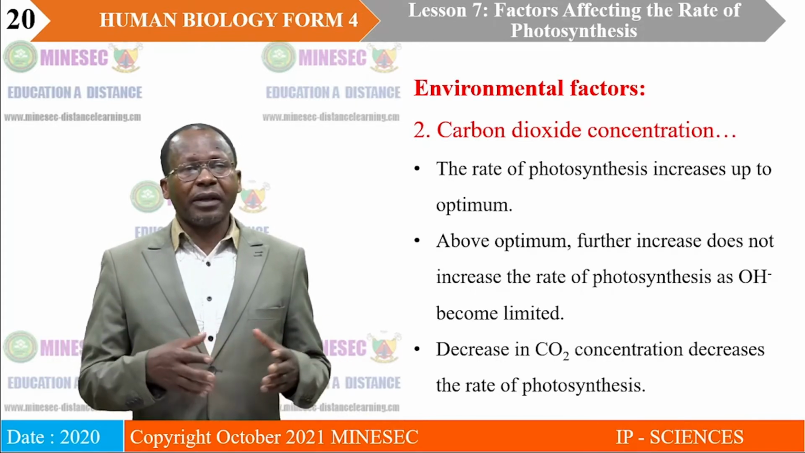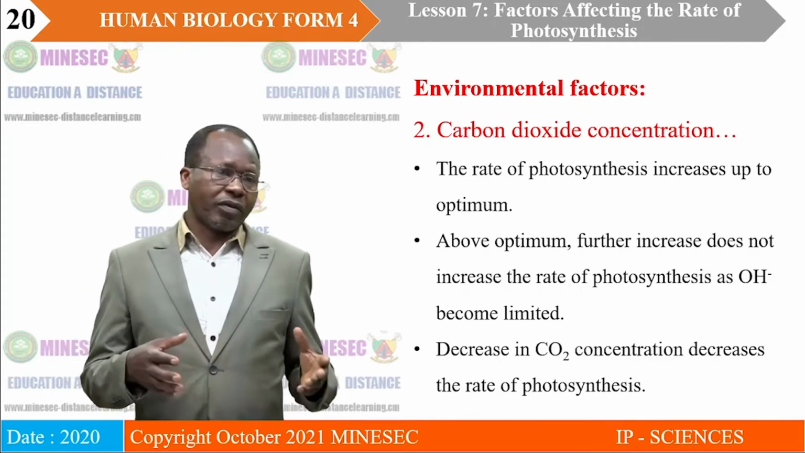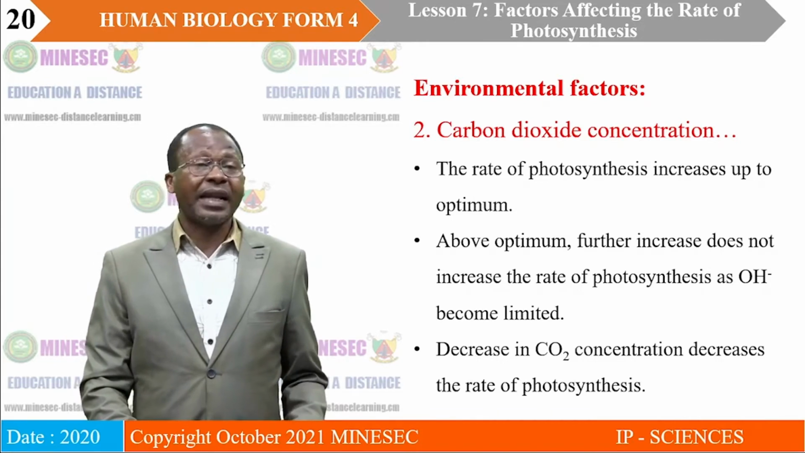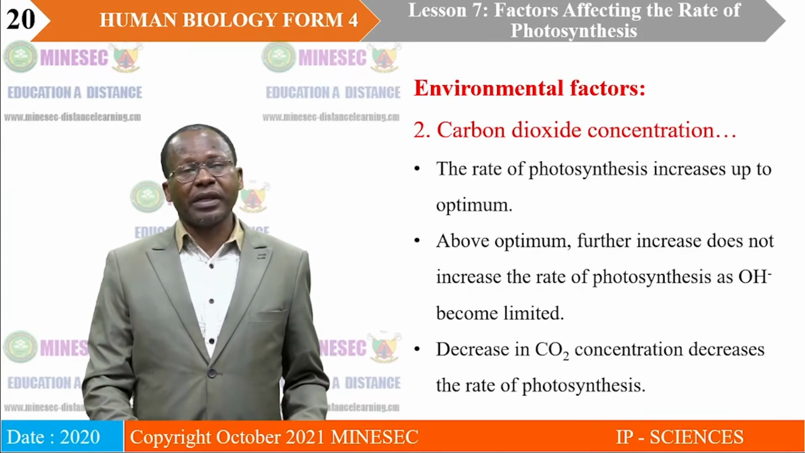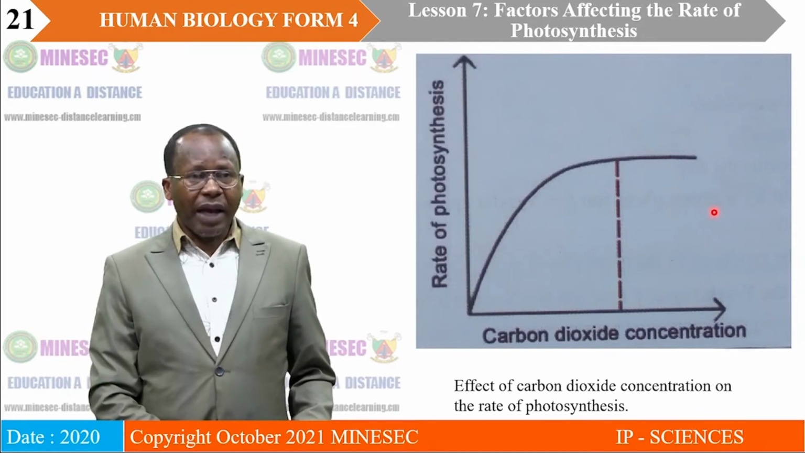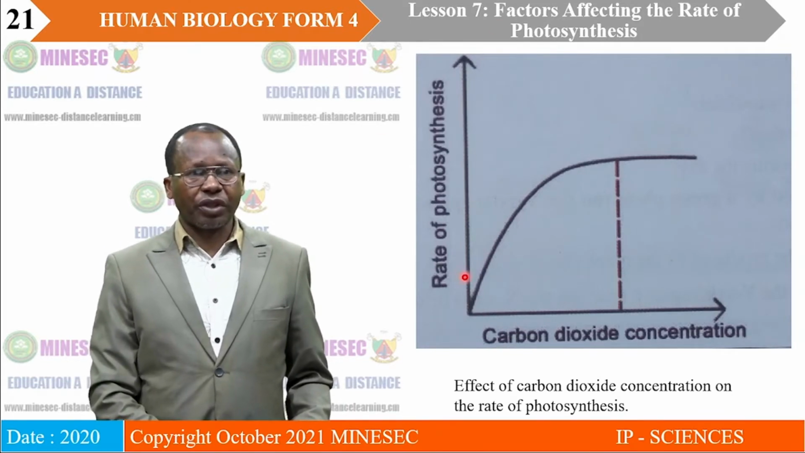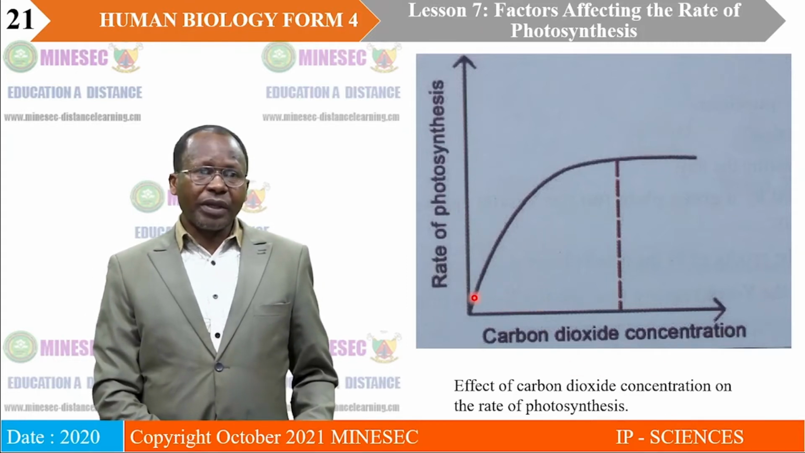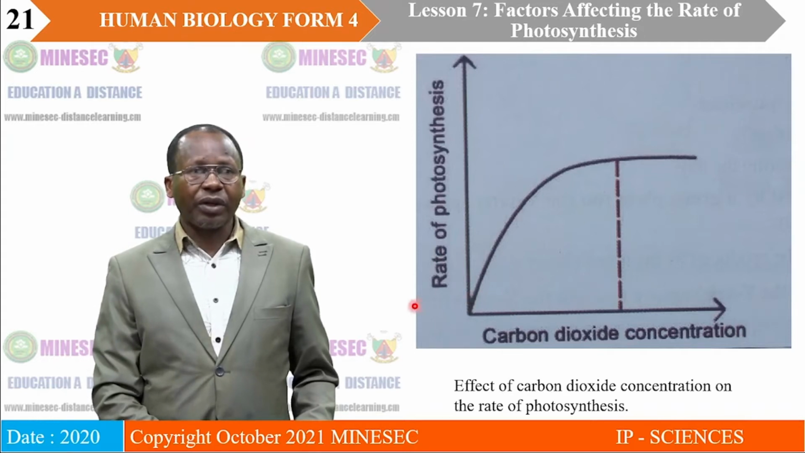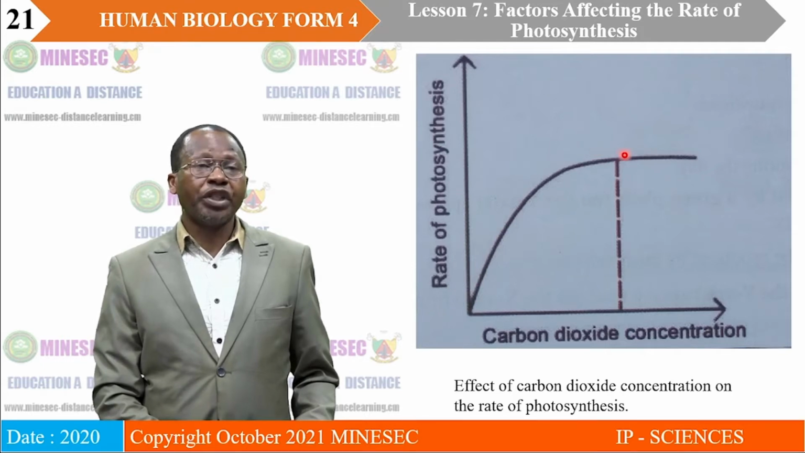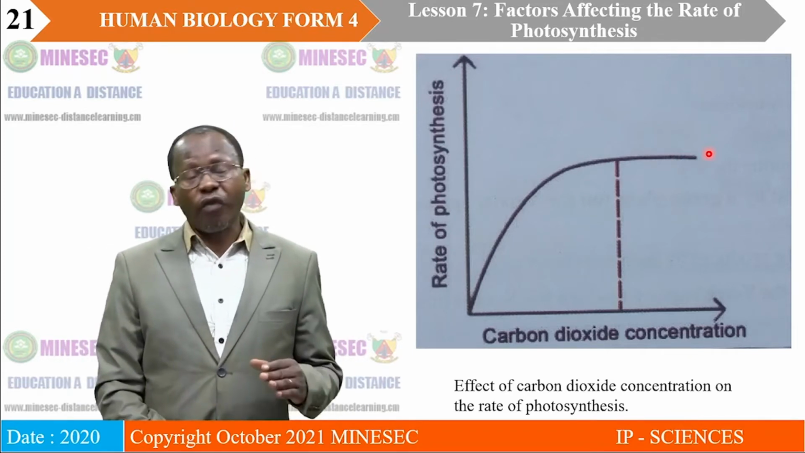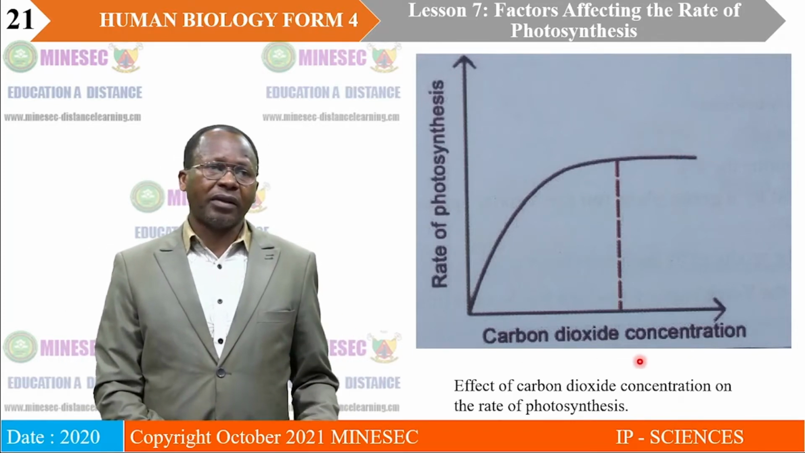You also see that a decrease in carbon dioxide concentration also decreases the rate of photosynthesis, because it is this carbon dioxide that supplies the carbon that produces the carbohydrate. Graphically, it can also be represented as such. We will have the rate of photosynthesis and carbon dioxide concentration. Here we see that increasing the carbon dioxide concentration increases the rate of photosynthesis, but up to an optimum, after which an increase in carbon dioxide concentration has no effect. The rate remains constant, provided other limiting factors are in optimal supply.